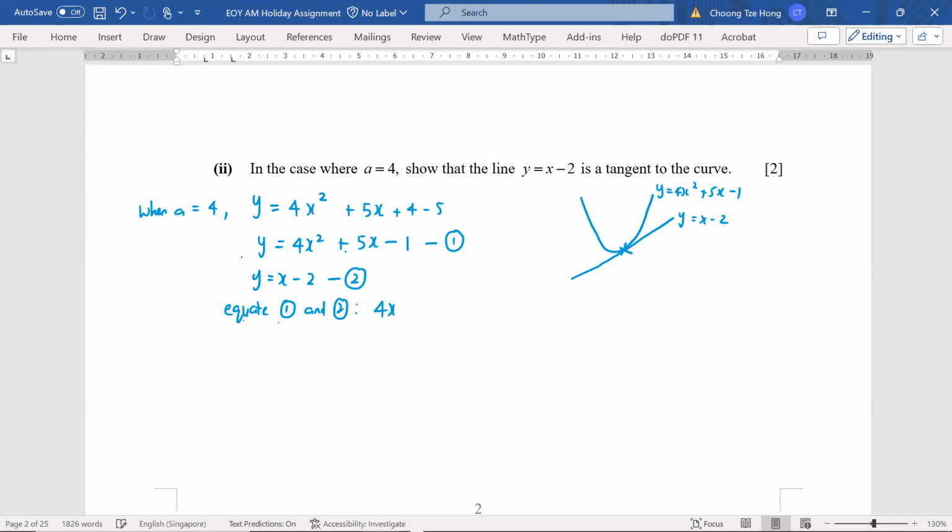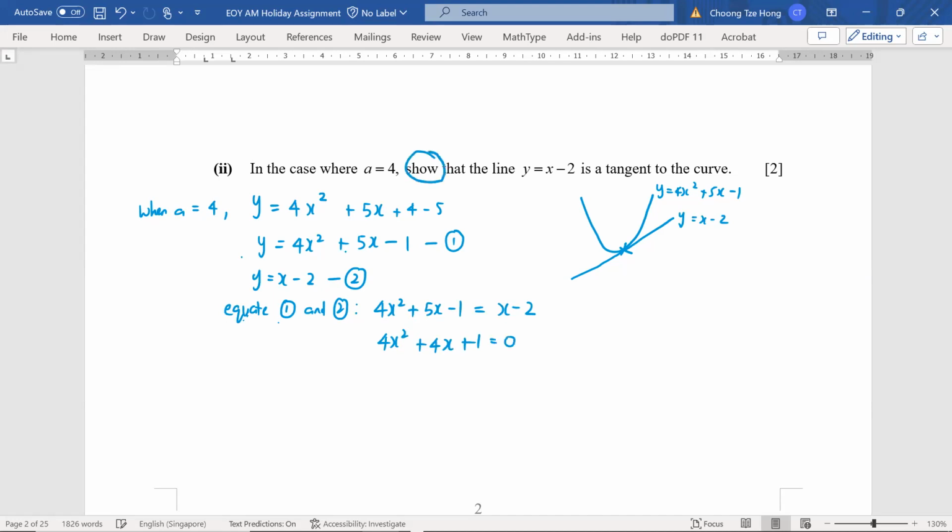Okay, so you'll get 4x squared plus 5x minus 1 equals x minus 2. Then we bring everything to the left side: 4x squared plus 4x plus 1 equals 0. So remember, this is a show question.